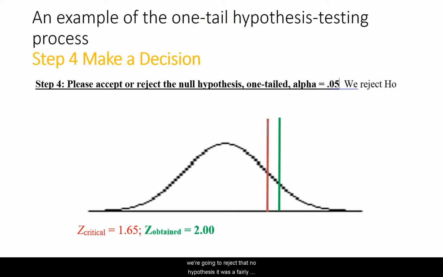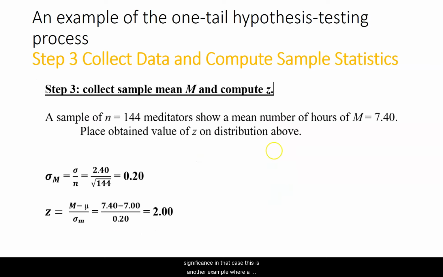It was a fairly cut and dried proposition. My critical value right here, the goalpost, was 1.65. The Z obtained was 2. It's past that region of rejection, and therefore I'm going to reject the null hypothesis, and we will enjoy statistical significance in that case. This is another example where 144, a large sample size, really helped.